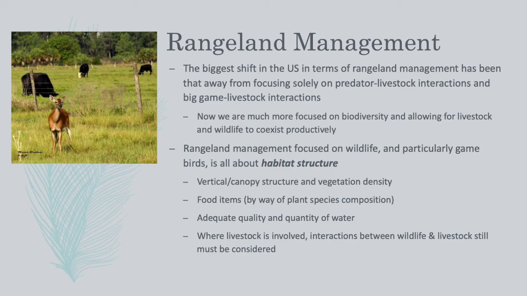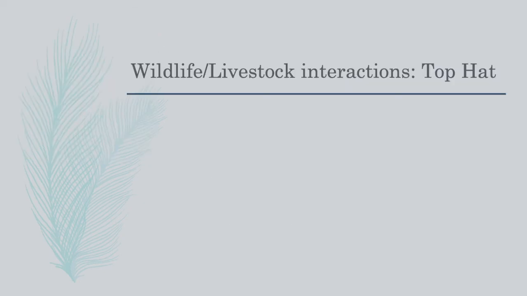So these are components of habitat structure that we need to consider when we think about rangeland management and game birds. Now there's a question that I would like you to discuss on Top Hat. What kind of interactions can you come up with between wildlife and livestock? What is an interaction that may come about? And remember, this could be bidirectional. We might have positive interactions between them, and we might have negative interactions between them.